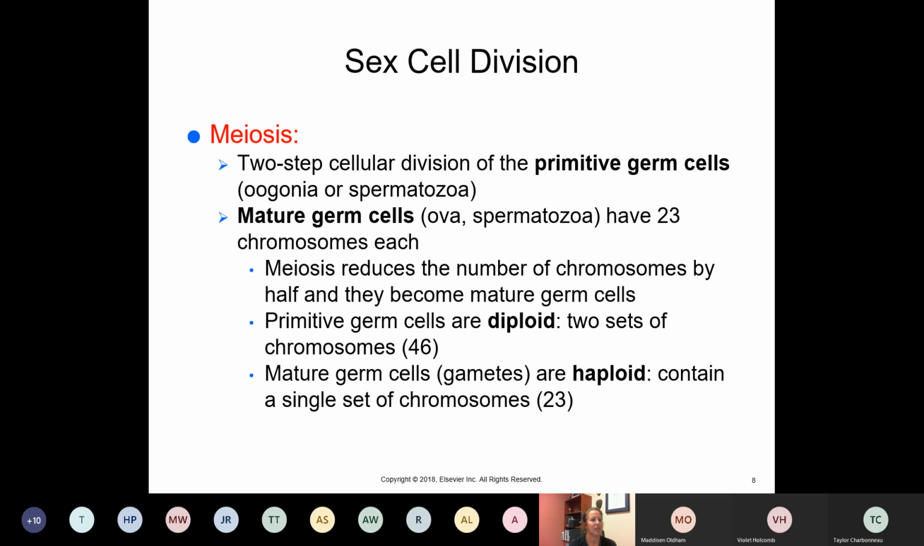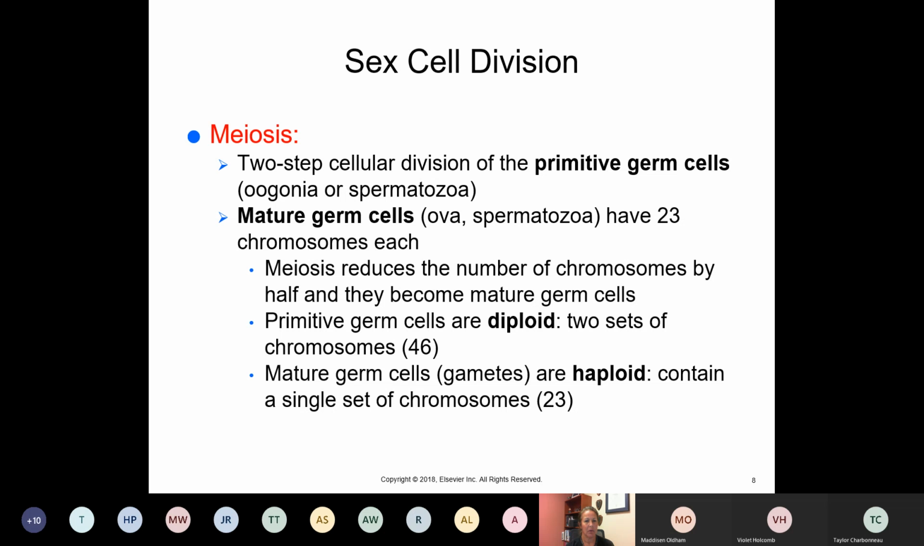Now, sex cell division is meiosis. This is a two-step cellular division of primitive germ cells. So it's either oogonia, which is the egg, or spermatozoa, which is the sperm cell. And then we will develop from this mature germ cells. Those mature germ cells only have 23 chromosomes each. So mom has 23, dad has 23.